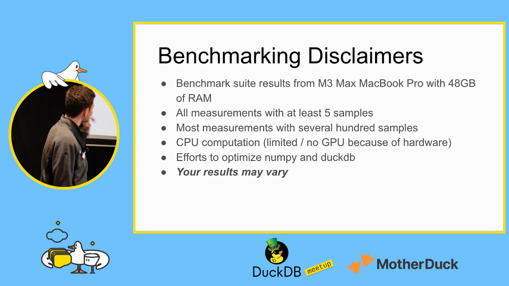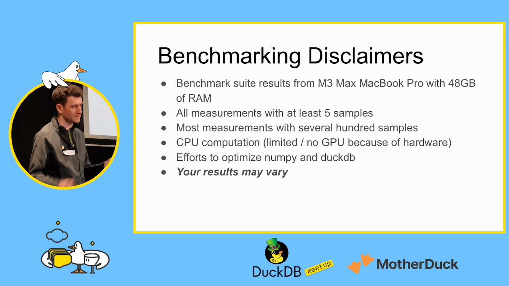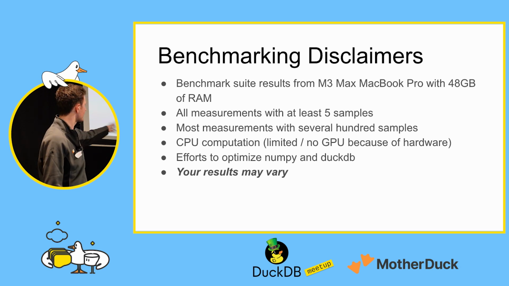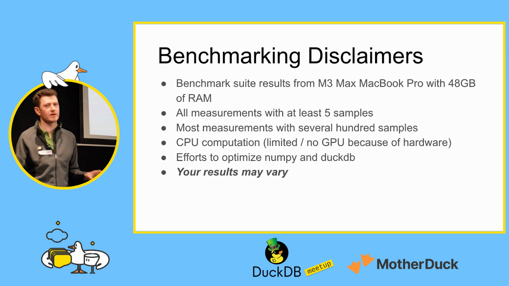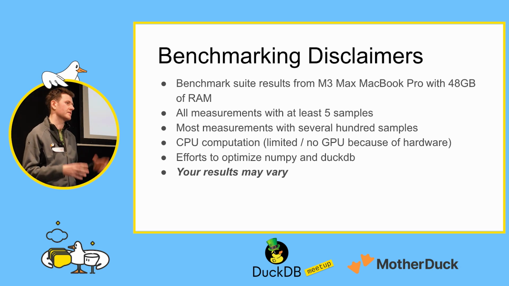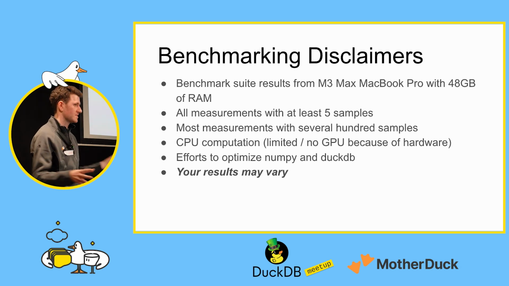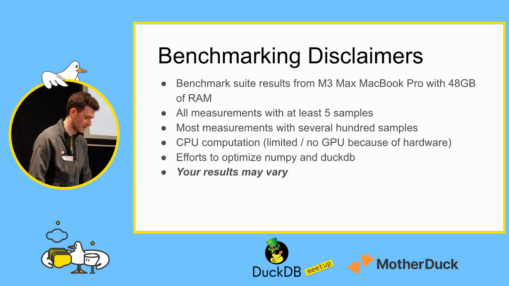Here are some disclaimers. I did this benchmarking on my laptop. It's quite a nice one, an M3 Max with 48 gigs of RAM. I was kind of strict, so I said that any number should have 5 samples associated with it, so that we have some nice error bars. And there's some other stuff here about CPU computation. I think the important thing to note is that this should not be interpreted as this is better than that. It's more, does this belong in this discussion? Effectively, that's what I want to talk about.